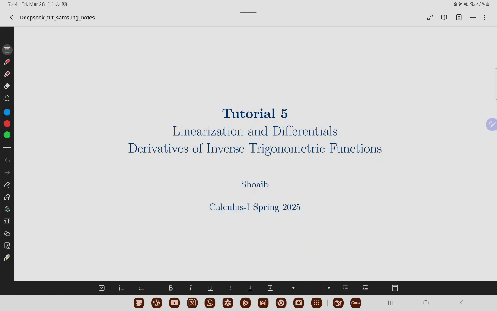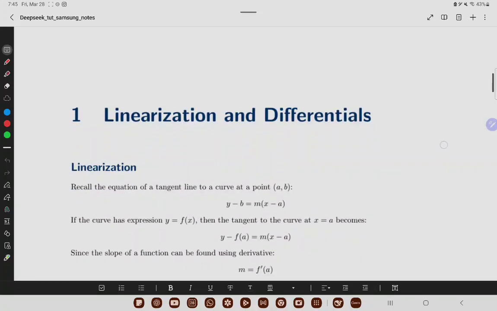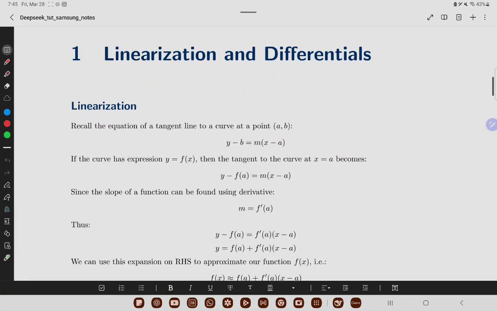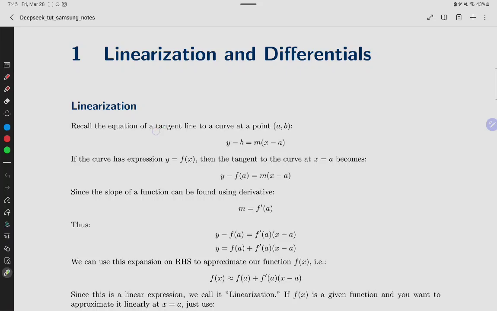So both are pretty easy topics. We'll try to do multiple examples, and I'll give some practice questions as well. So let's start with the linearization. We'll first recall an equation of a tangent line.